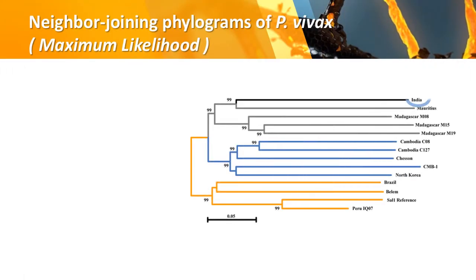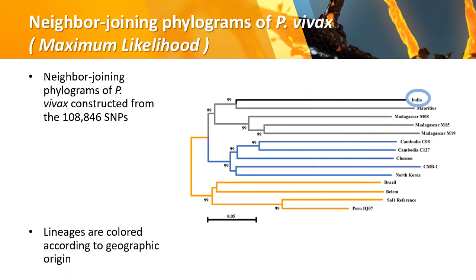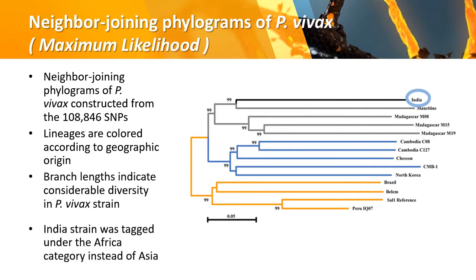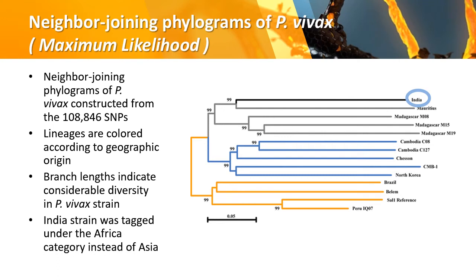By using the maximum likelihood technique, the neighbor-joining phylograms indicate the geographic origin based on lineage, and these are constructed from the 100,000 SNPs. The branch lengths indicate the considerable diversity of the PV strains, and it's worth noting that the India strain was tagged under Africa, as mentioned before.